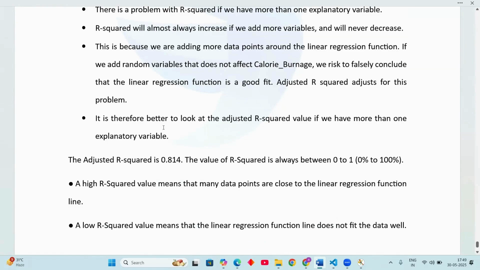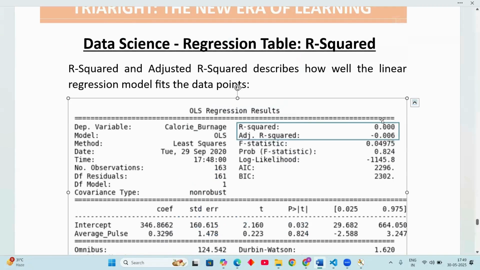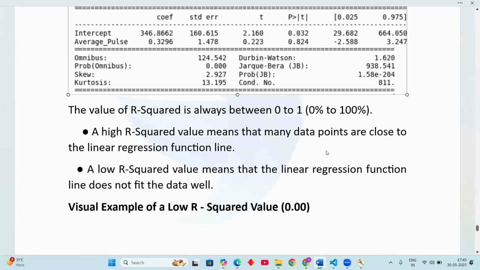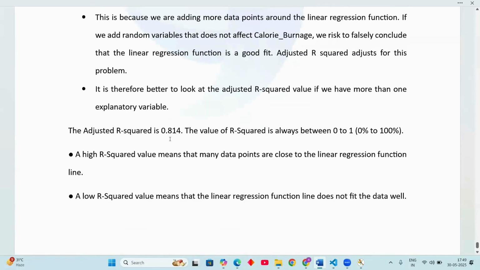It is therefore better to look at the adjusted R squared value if we have more than one explanatory variable. Like here we can see the data. We have both models here, the adjusted R squared model and the R squared model, right? We can see both of the data. So here the adjusted R squared is 0.814. The value of R squared is always between 0 and 1. Okay, high R squared means that many data points are close to the line.